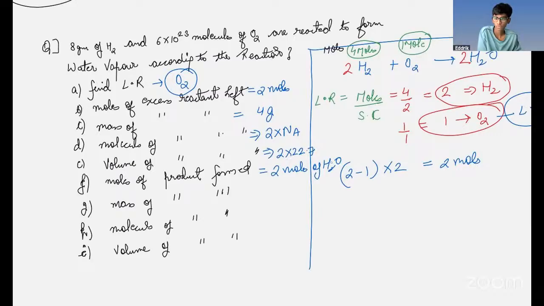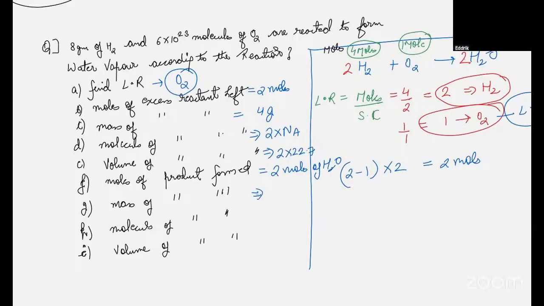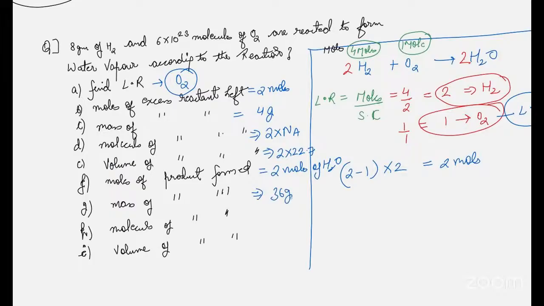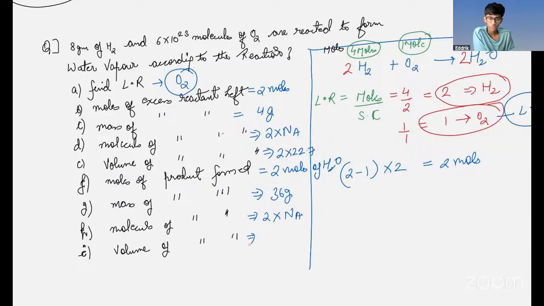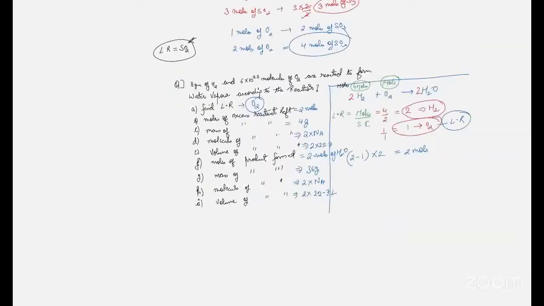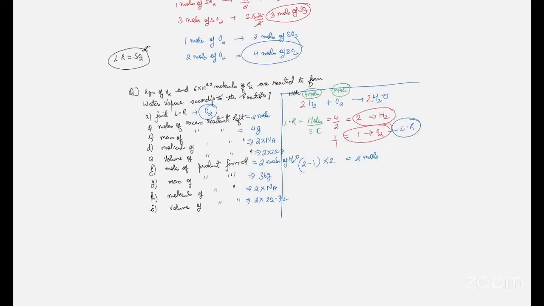Okay. Now, mass. How much mass? It will be 2 into 18, which is 36 grams. Now molecules will be the same: 2 into Na, which is 1.2 into 10 to the power 24 molecules. And volume? 2 into 22.7, 45.4 liters. Did you understand this thing? Yes, sir. Write it down then. Quickly write down. We'll do more questions.